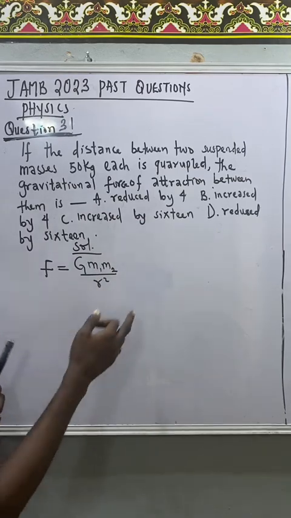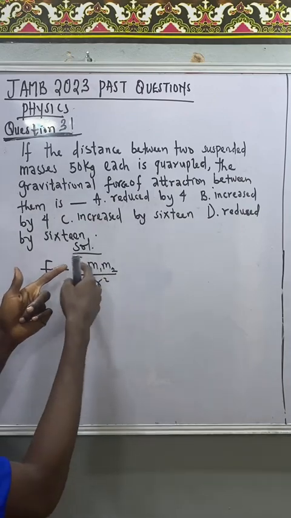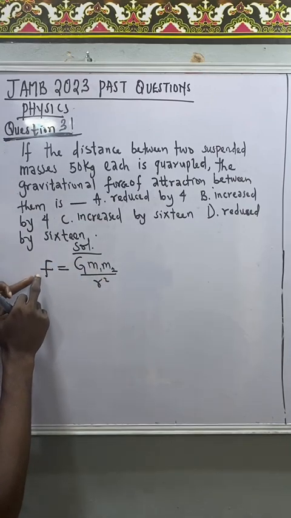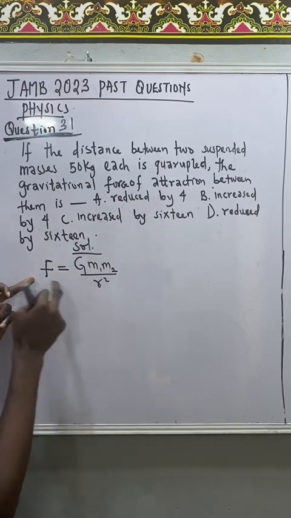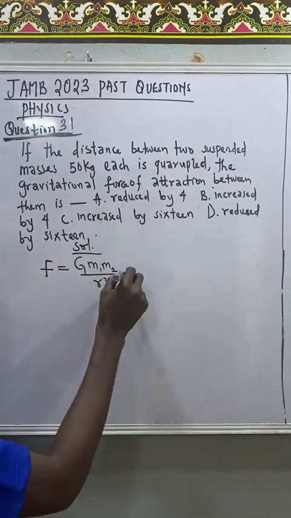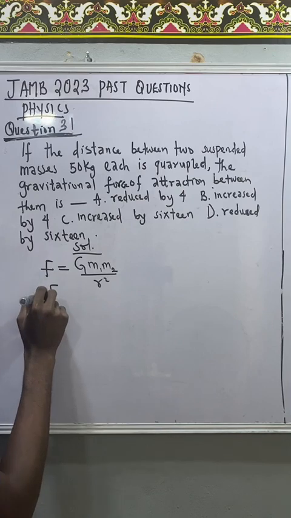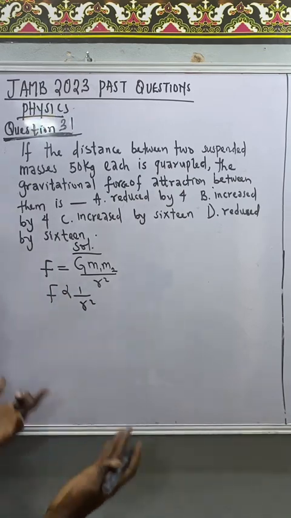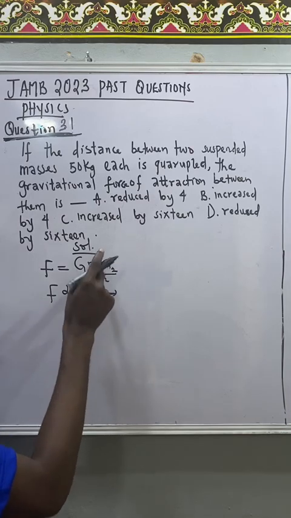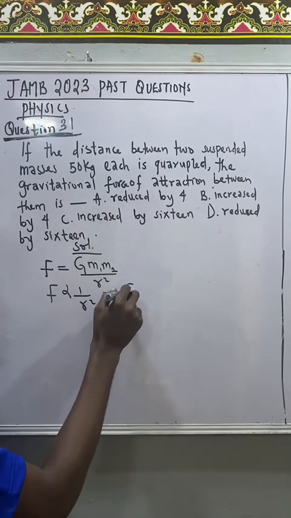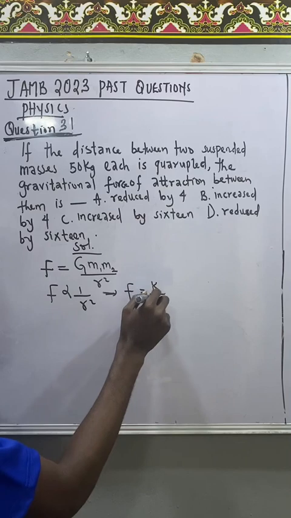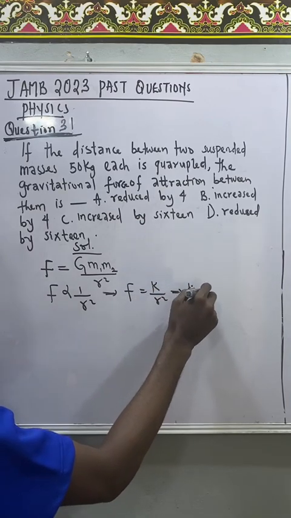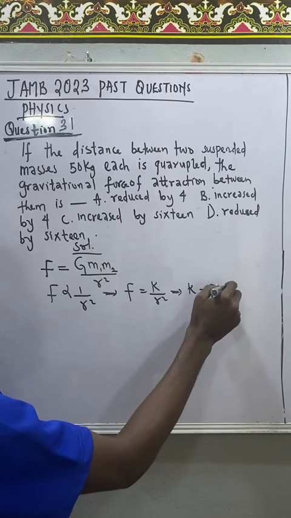But apart from that, we don't need the whole of this formula. Every other thing can be kept constant because the nature of this question shows only the relationship between F and R. So in that case, I can go for F is inversely proportional to R squared to make the job easy. I can take the whole of this as constant, so F will be equal to K all over R squared. Making K the subject of formula, K will be equal to F R squared.